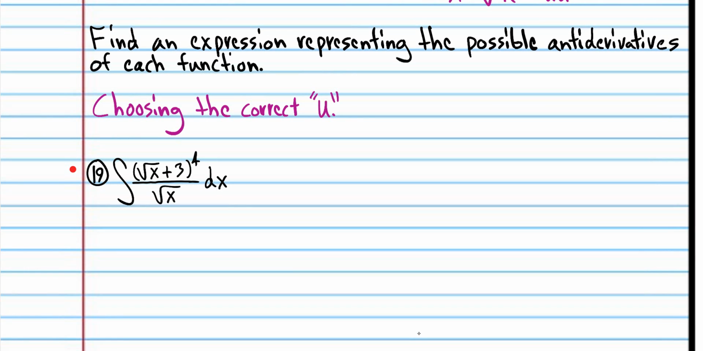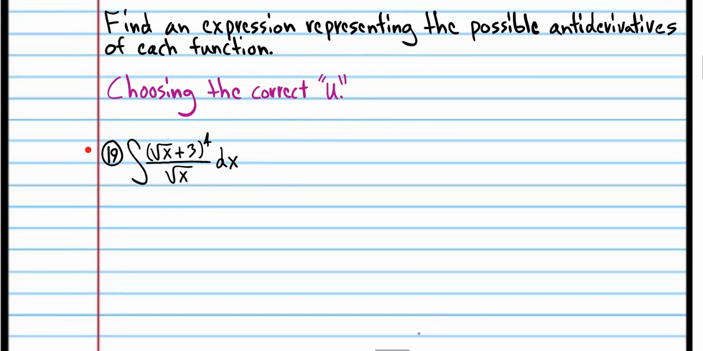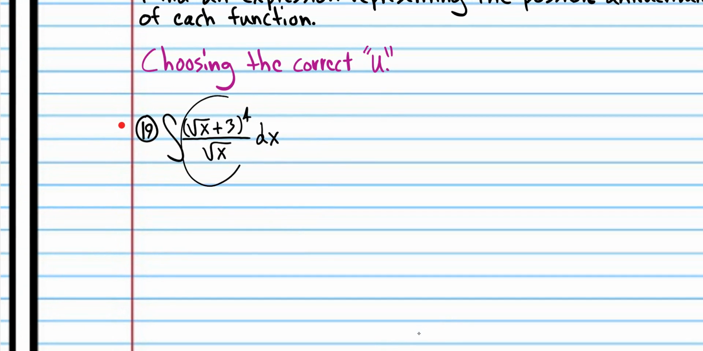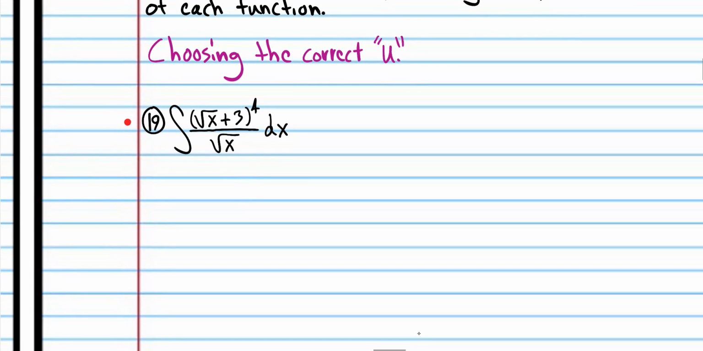So I'm going to show what it's like, or what happens when you choose the wrong u. But for now, we're going to choose the correct u. And I'm going to show you with this particular problem what happens if you choose the incorrect u. Now look at this expression. We're trying to find the antiderivative of that expression. But that's really complicated. That's a really complicated expression. So how are we going to do that? How are we going to find the antiderivative?